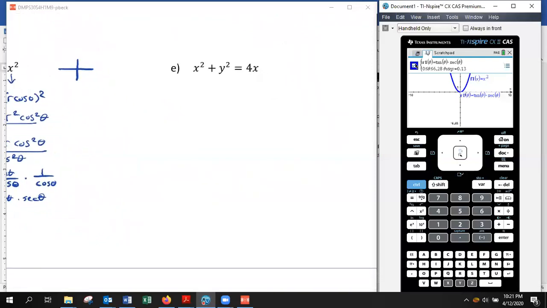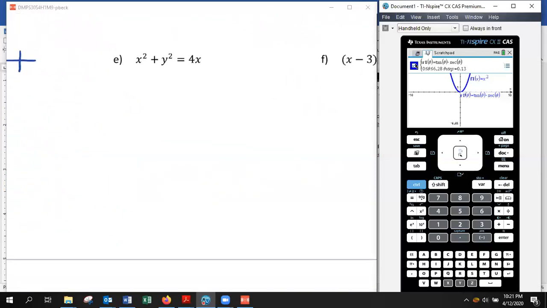Next one, x squared plus y squared equals 4x. Well, this one's kind of set up nicely for us. If you remember, x squared plus y squared does equal r squared. So we can simply write that as r squared equals 4 times, and we know that x is equivalent to r cosine theta. So we have r squared equals 4 times r cosine theta.